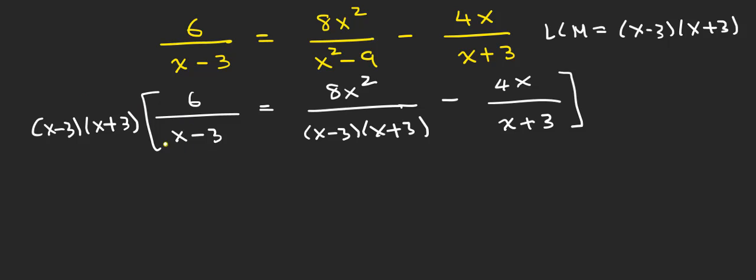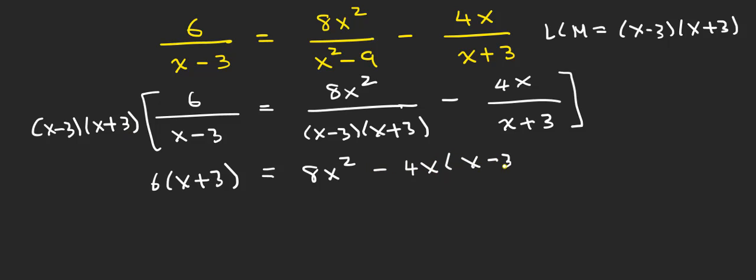Let's distribute. So you end up getting, notice, x minus 3 will cancel out. So you're going to get 6 times x plus 3. What about over here? They all cancel out, so you just get 8x squared. What about when you multiply these two? x plus 3 cancels out, so you get minus 4x times x minus 3.